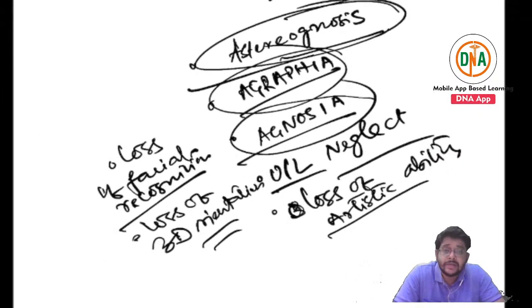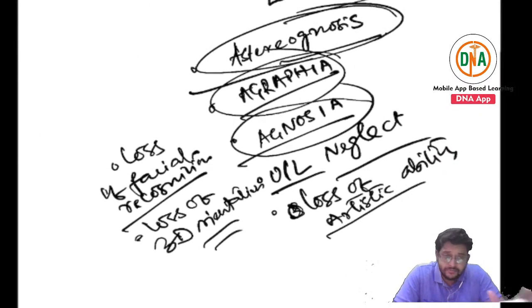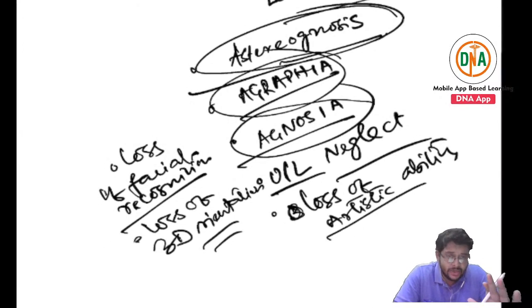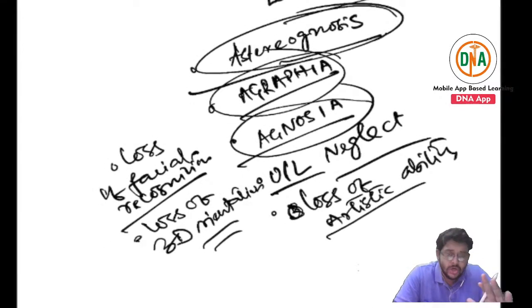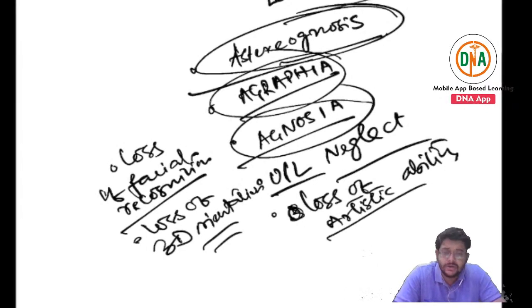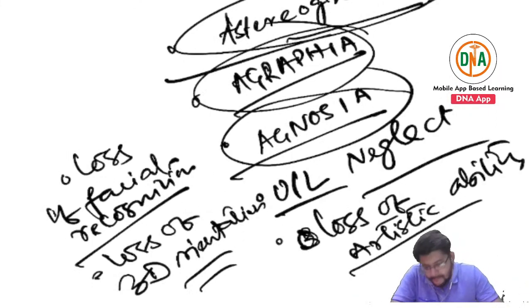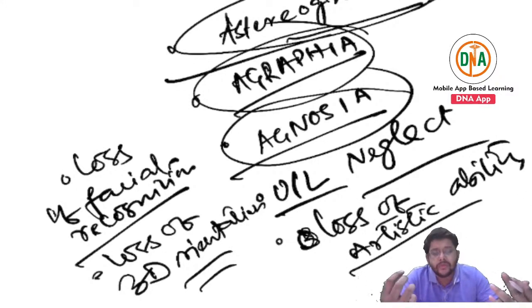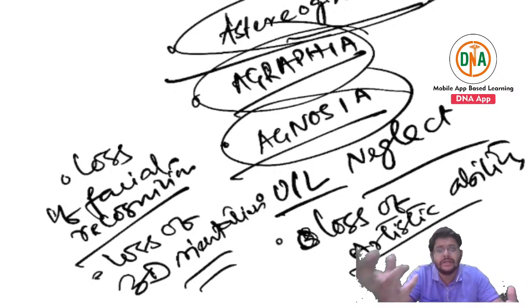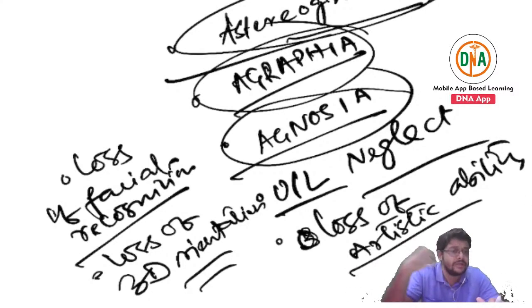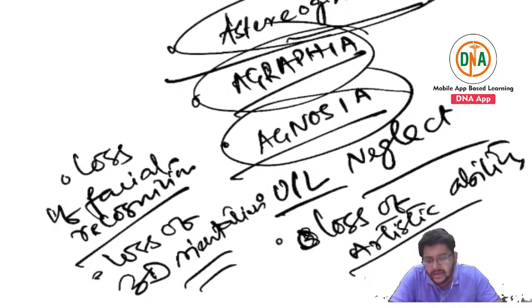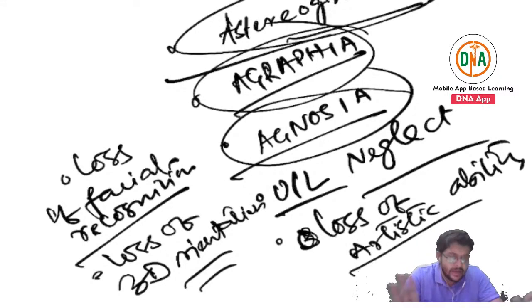So let's just summarize astereognosis. Then agraphia, then agnosia, then unilateral neglect, loss of artistic ability, loss of facial recognition, loss of 3D orientation. That's it. So, basically, astereognosis means no processing of sensory information, so the actual texture of a thing we cannot understand. Agraphia, we cannot write properly. We cannot process a concept and then express it in words. Then, music and art awareness is going away. That's another thing.